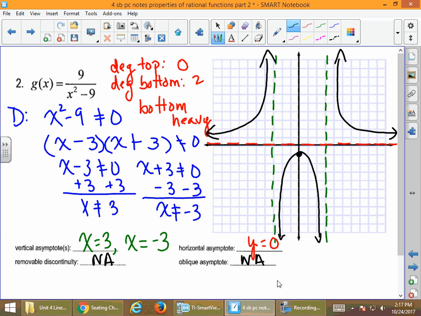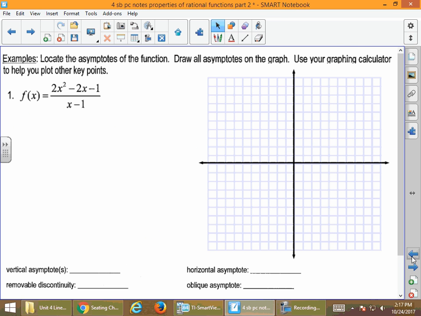Let's go back to problem number 1. I know that I went out of order. Problem number 1, again, we need to locate the asymptotes. We're going to draw all of the asymptotes. And then we're going to use our calculator to help us draw in other key points.